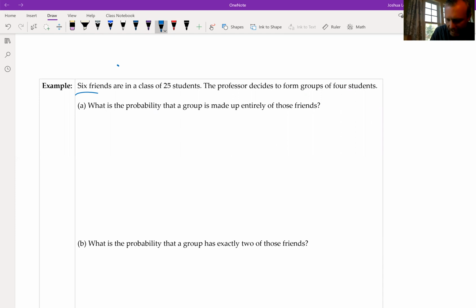The total number of outcomes, right? I know that's my denominator. I've got to count, right? I'm going to have the number of groups with 4 of those 6 friends in them divided by the total number of 4-person groups. Okay, let me say it this way: total number of possible 4-person groups.